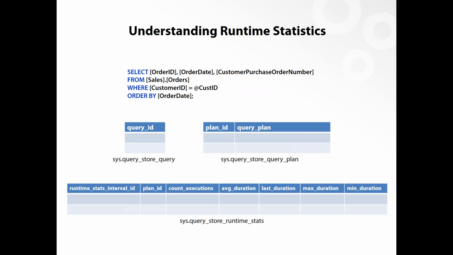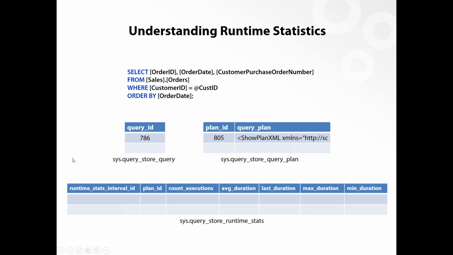All right, so I want to talk a little bit about the runtime statistics because I've mentioned these and I've mentioned intervals of time, but I haven't really explained that. And I'm a very visual person, and so I think that this is one of the easier ways to get that. So we have a query, right? Our select from the sales orders table based upon customer ID. And we've got the query store query table, which I mentioned, or it's a system view, right? There's an underlying table. And that has an ID of 786 for this particular query. And then in query store query plan, we have a plan ID, which is going to be 805.